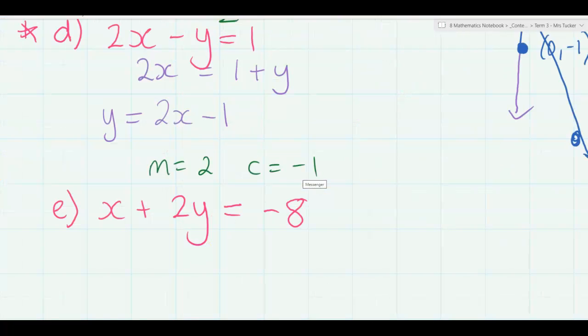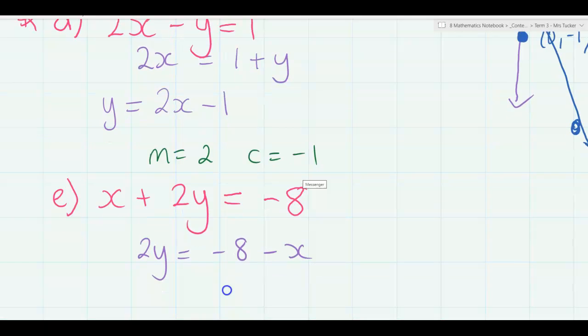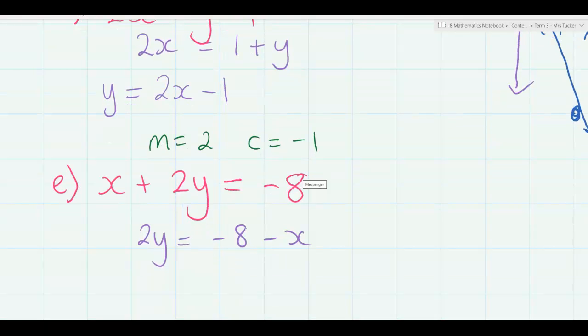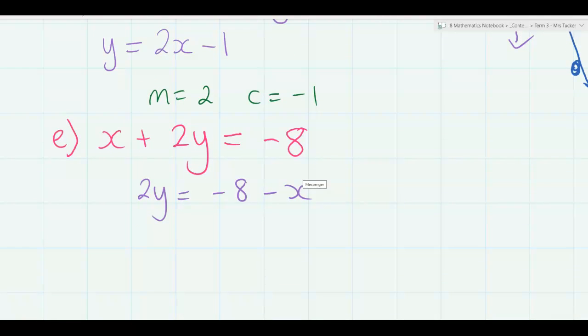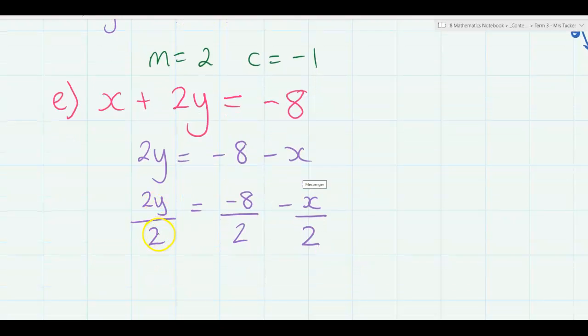Alright, so what we do first is we subtract from both sides and we get 2y equals... We're almost there. What do we do, Josephine? Divide everything by 2. I like that you use that word everything. So if I do 2y divided by 2 equals negative 8 divided by 2 minus x divided by 2. So what is 2y divided by 2? Happy with that? What is negative 8 divided by 2? Negative 4.